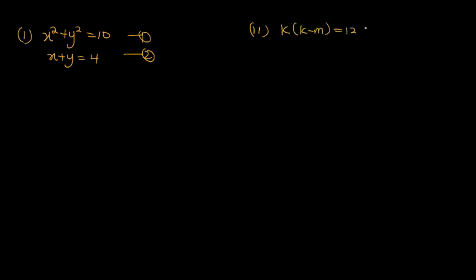nonlinear equations, simultaneous equations. So I have x squared plus y squared is equal to 10. Then x plus y is equal to 4. This is equation 1. This is equation 2. Then I have k into brackets k minus m is equal to 12 as equation 1. Then I have k into brackets k plus m is equal to 60 as equation 2.